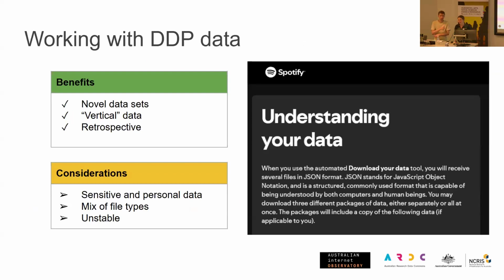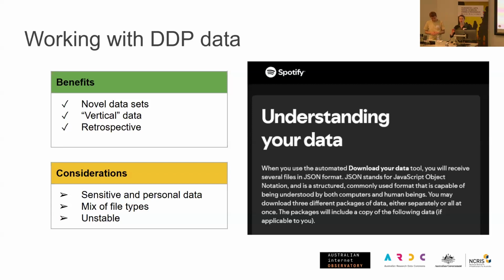So when we're thinking about working with DDP data as a research object, it has a lot of promise for researchers. This is a relatively emerging method in digital media research. And it's a particularly novel kind of data set, right? That individuals are getting data about their practices on platforms. It is what we can call vertical data.